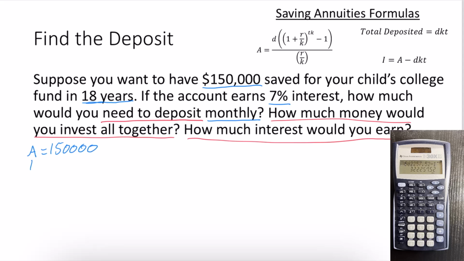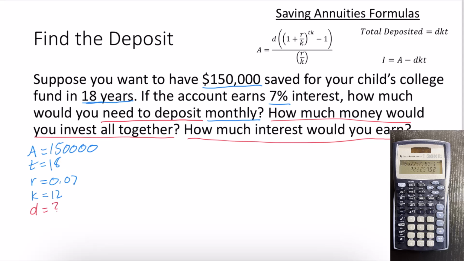And then T equals 18 years. The interest rate is 0.07. And the fact that we're making our deposits on a monthly basis tells us that the compounding period is also monthly. And there's 12 months in a year, so K equals 12. And then the question we're asked to find is what's the deposit amount? So we're looking for D.